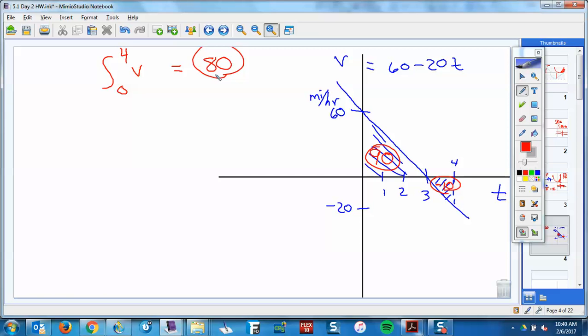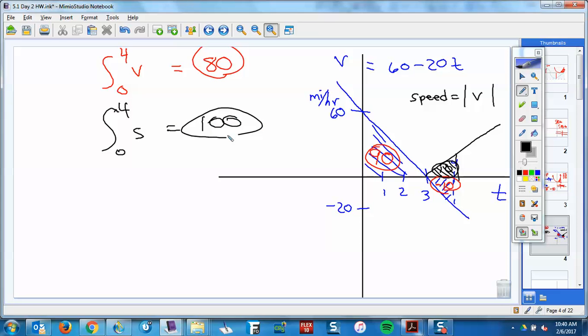Let S be the speed. Now, what would be the speed? What do we say about speed? Speed is the absolute value of velocity. What's it do to this line? It flips it up. It becomes a V graph. Anything that's negative becomes positive. So all of a sudden, this area becomes positive 10, and now the integral of the speed graph would be 100. What does that mean?